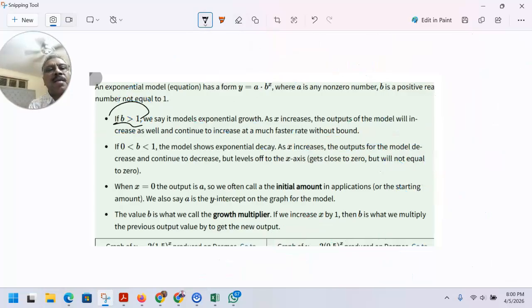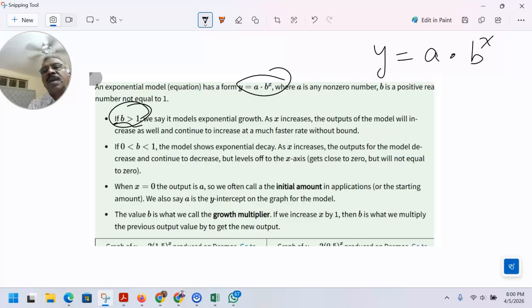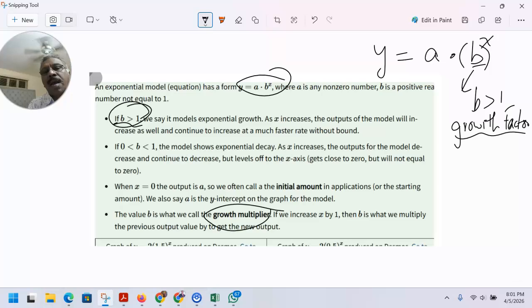So the main idea is in this equation, b, the base, is also called a growth factor if b is greater than 1. Of course, in this textbook, they use the word growth multiplier. See, this is growth multiplier.